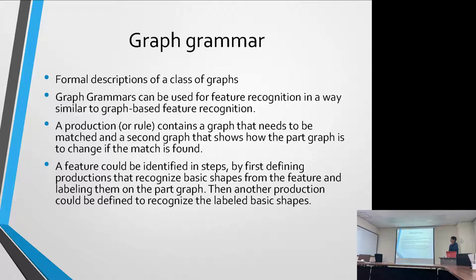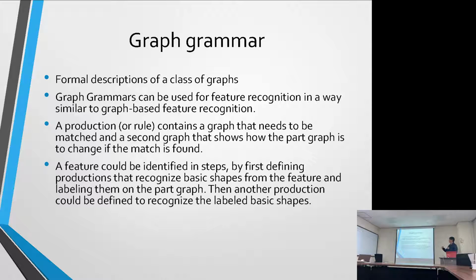We also can use graph grammar, which is the formal description of a class of graphs. So graph grammar is used by feature recognition similar to the graph-based method, but in this case you have productions or rules that contain a graph that needs to be matched, and a second graph that shows how the part graph is changed when there's a match between the features.